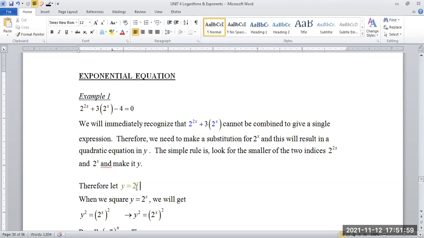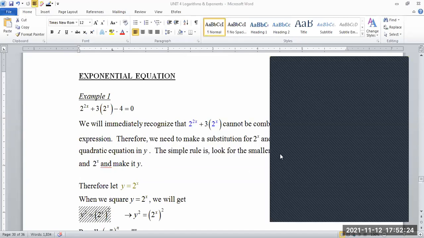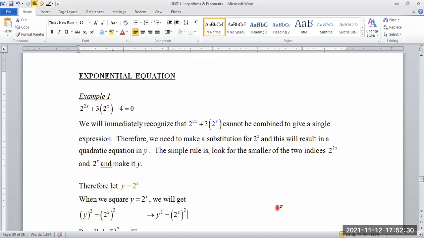All right? And then we're going to have, I'm making a substitution. So when we square y equals 2 to the x, this is what is going to happen. We're squaring both sides. We're squaring y and we're squaring 2 raised to the x power. So when we square y, we're going to get y squared.